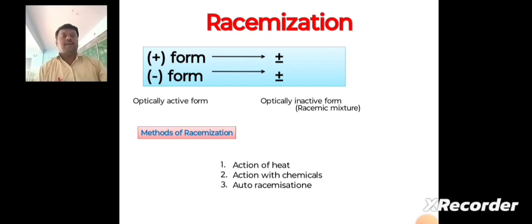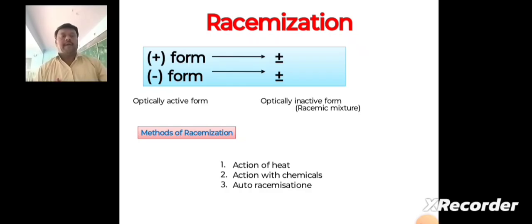Both plus form and minus form are optically active. This plus form or minus form is converted into the plus minus form, which is called as racemization. So the conversion of an optically active plus form or minus form into an optically inactive racemic mixture is called as racemization. There are various methods employed for racemization. Only few methods I am going to explain.